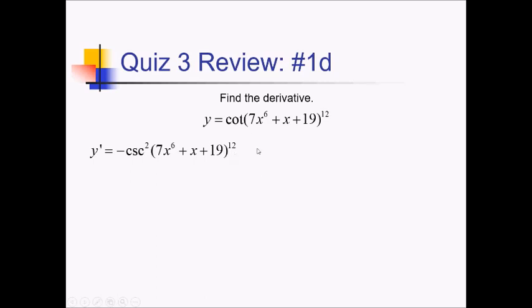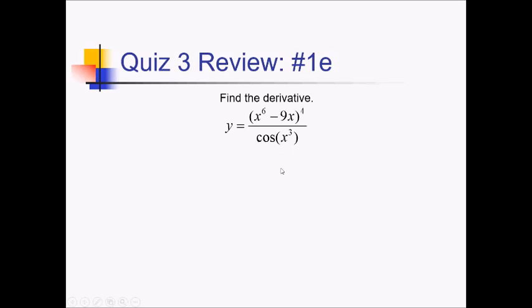Times, now we have to take the derivative of something to the 12th. Well, the derivative of that would be 12 times the something to the 11th. So 12 times this big parentheses, all raised to the 11th power. And then finally, we need to take the derivative of the innermost function here, this polynomial. So going from left to right with the power rule, that's going to be 42x to the 5th plus 1. And the derivative of 19 is just 0, so we can close off that parentheses and call this done.